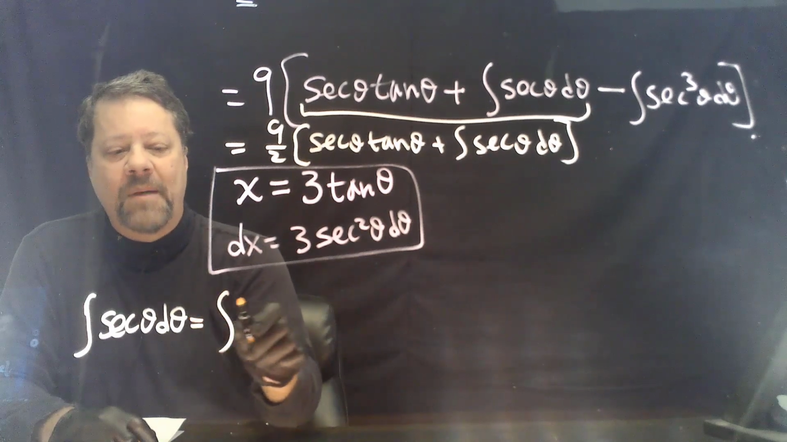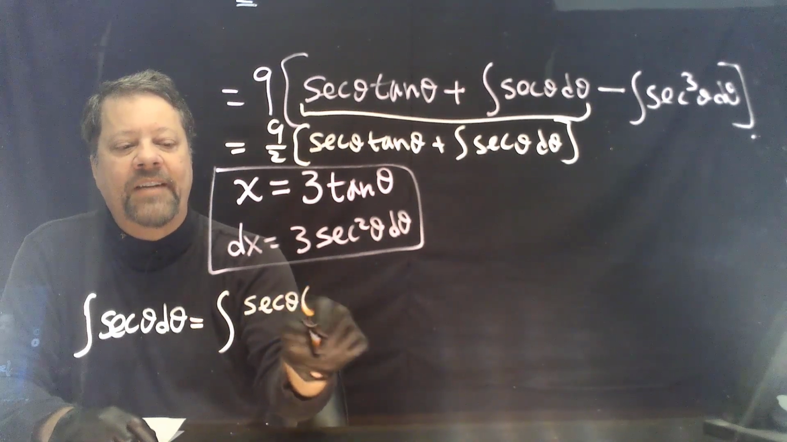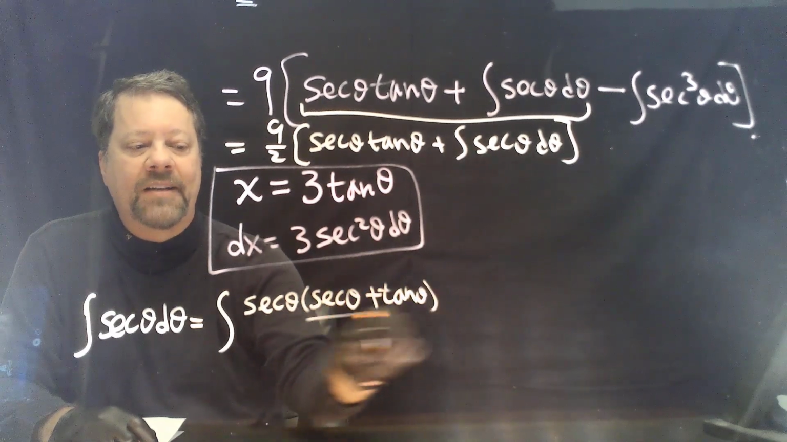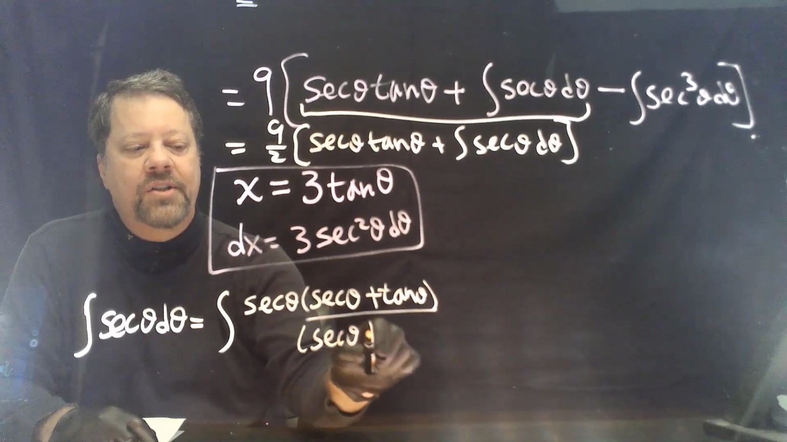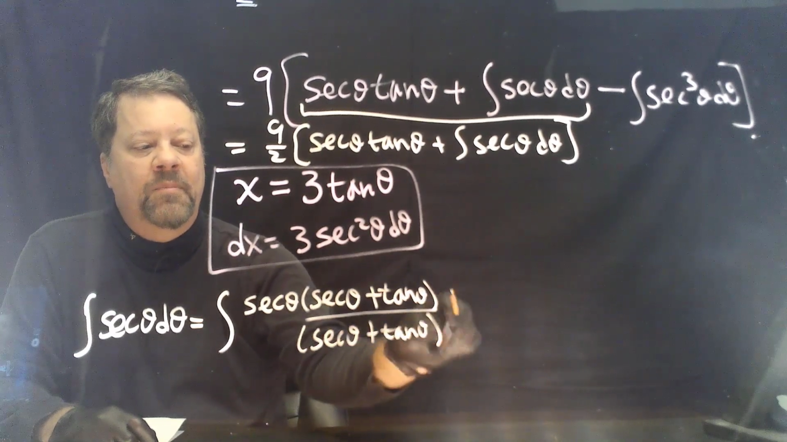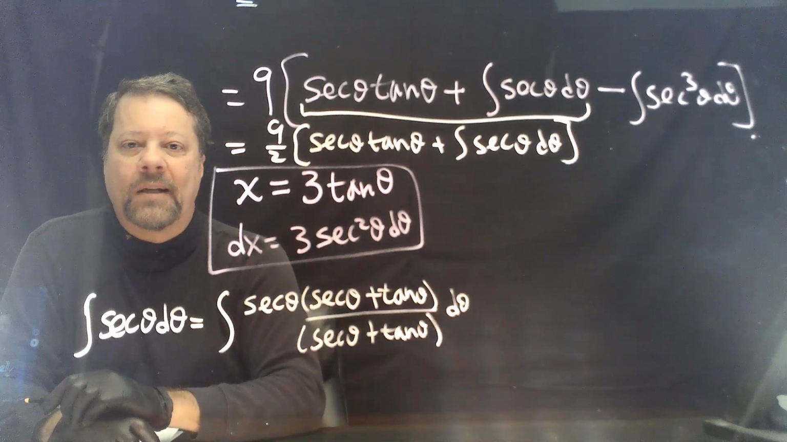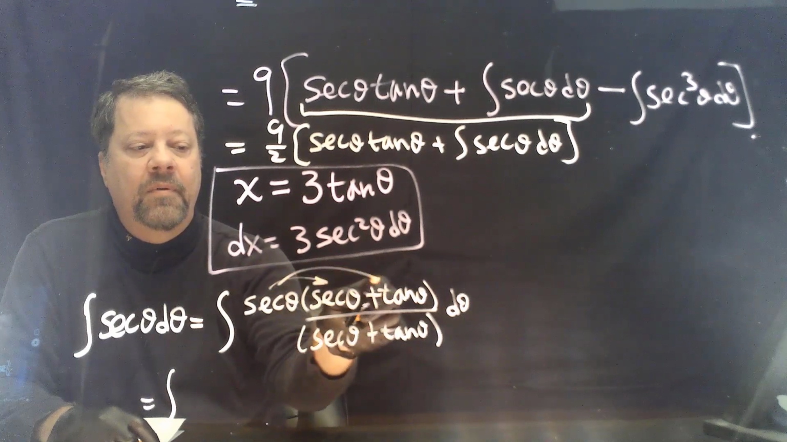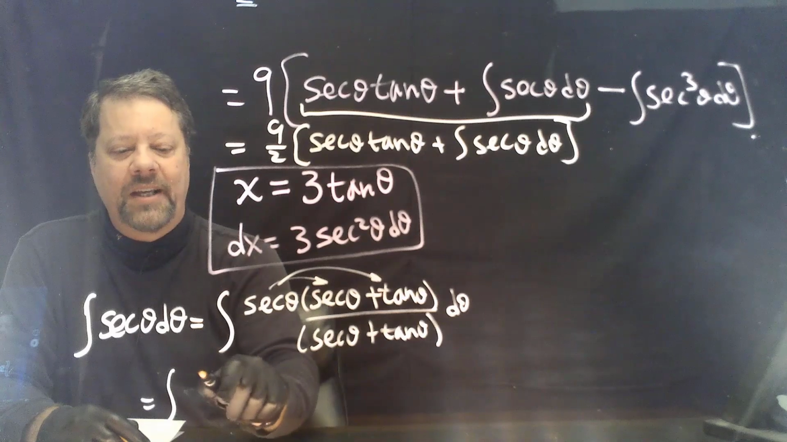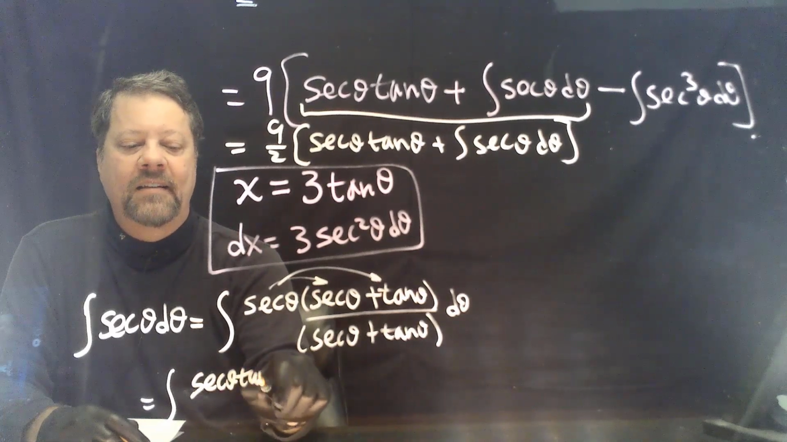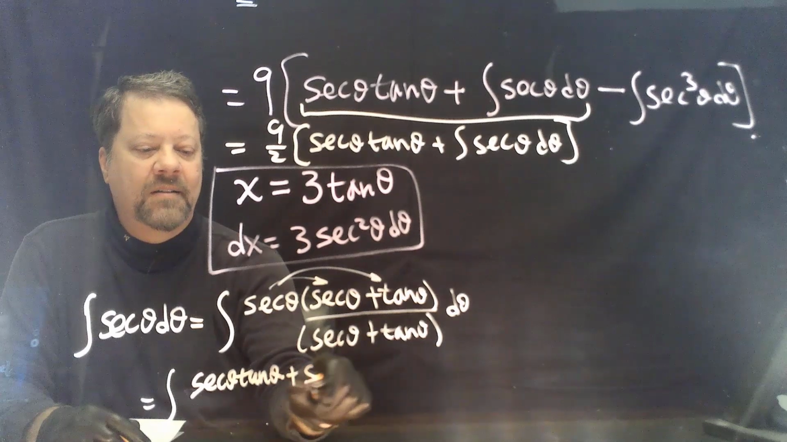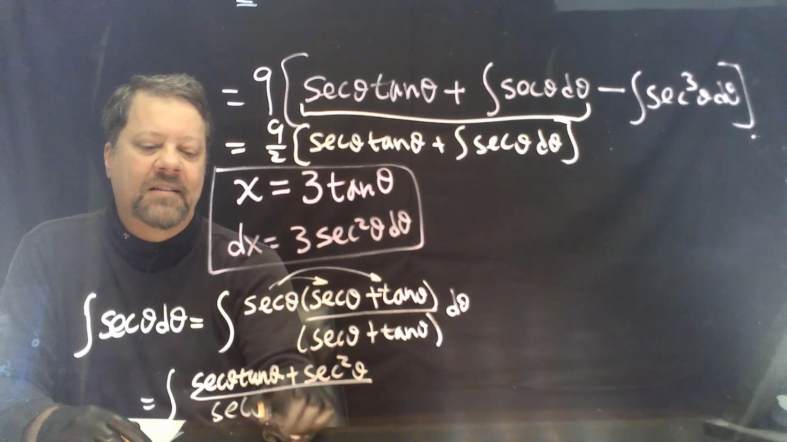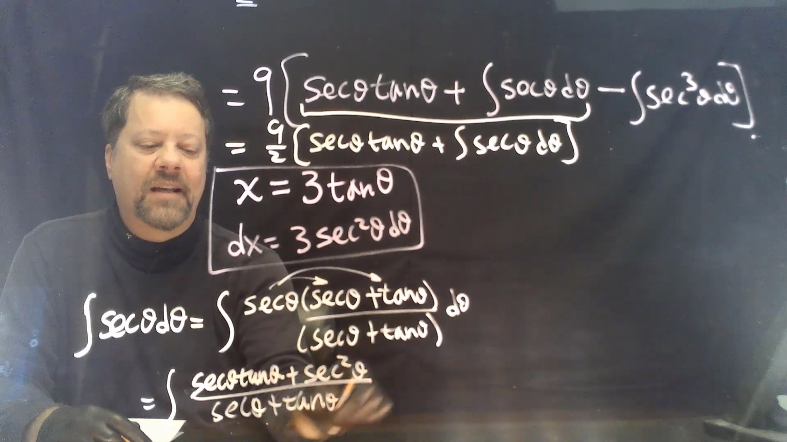Just to spark your memory, the way that we arrived at this was to multiply by 1. You can always multiply by 1 or add 0. This changes the form of the integral, but it doesn't change the value because we're multiplying by 1. When we distribute, we'll reverse the order of the sum to get secant theta tangent theta plus secant squared theta, and still divided by secant theta plus tangent theta.